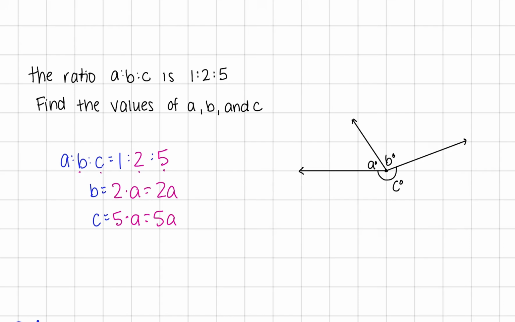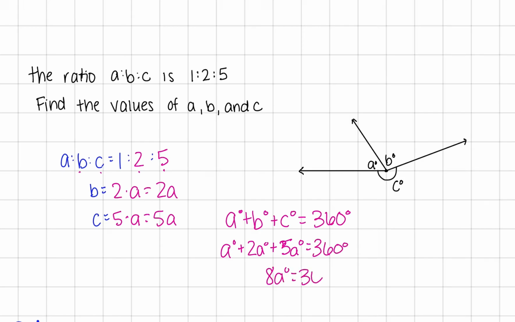We know that A plus B plus C equals 360 degrees. We can substitute in. We know A is A, B is 2A, and C is 5A. Combine like terms, divide by 8, and we should get 45 degrees. So we found A. Now we have to find B. B equals 2A. So B is 2 times 45, so B equals 90. And then C equals 5A.